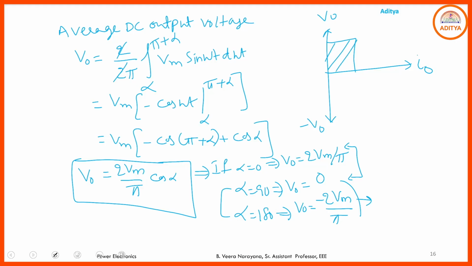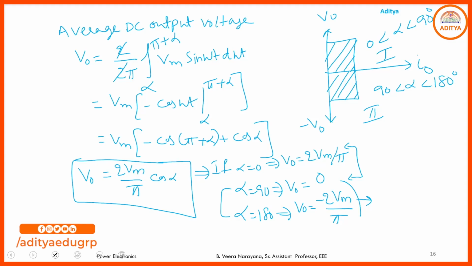That means depending upon alpha, we are getting either positive voltage or negative voltage. If you get positive voltage and positive current, that is alpha lies between 0 to 90 degrees, then this is said to be first quadrant operation, which is called rectification operation. If you maintain alpha greater than 90 degrees, then voltage is negative but current is positive, then this is said to be second quadrant operation, where alpha lies between 90 to 180. That is simply called the inversion operation.